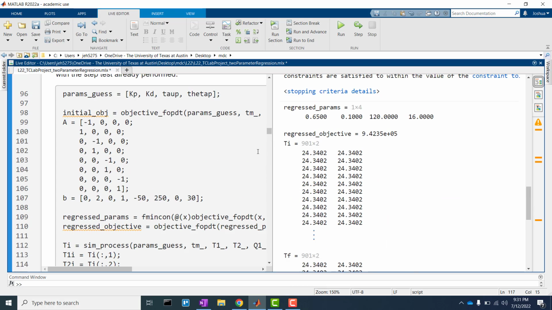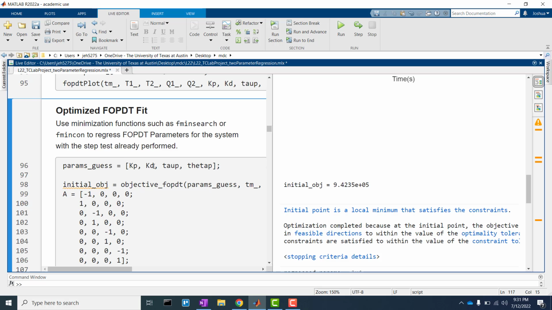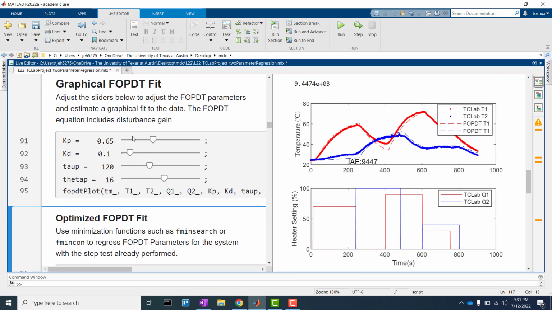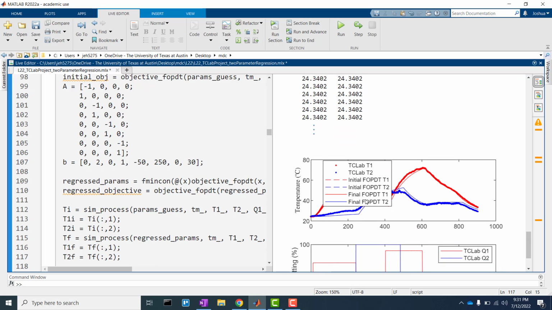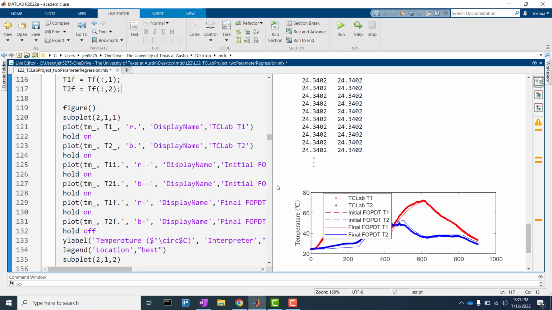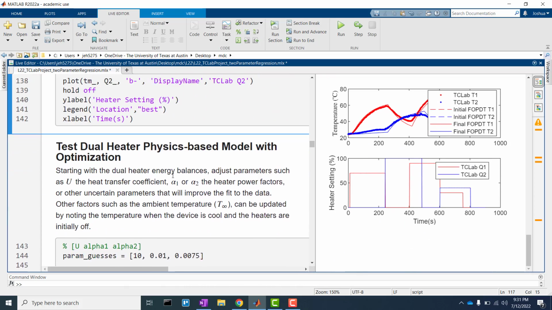So the initial point was at a local minimum that satisfies the constraints. That's because our initial guess was so good, we did our graphical FOPDT fits so well, that we were actually at a local minimum when we satisfy the constraints. So as it was varying these parameters, it didn't find one that was much better, and so it said, I think this is at least a local minimum. And so I can live with that, to be honest. I don't love how low this gets right here, but I can live with that. So let's move on now.